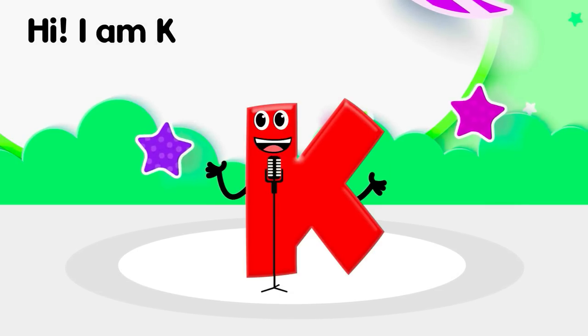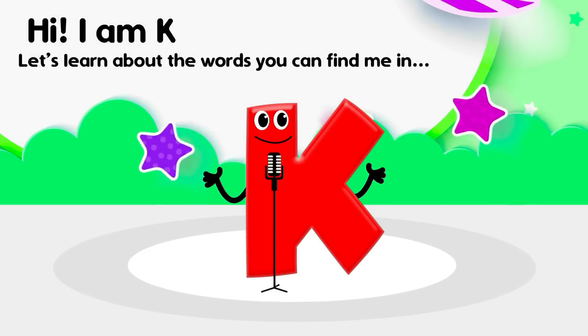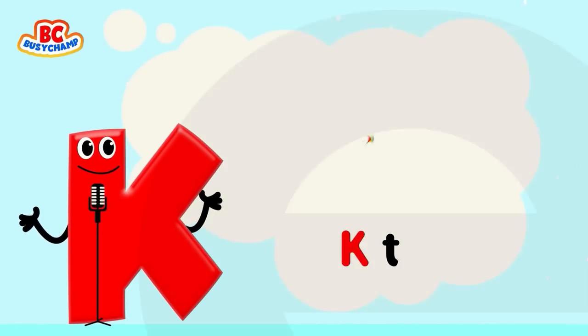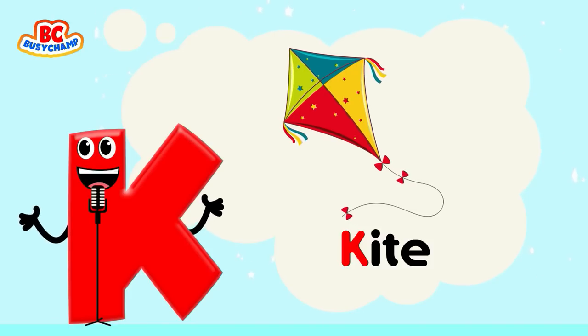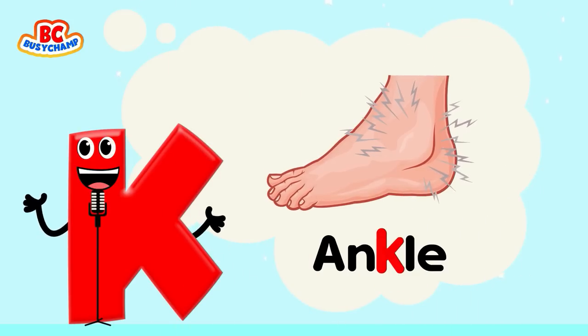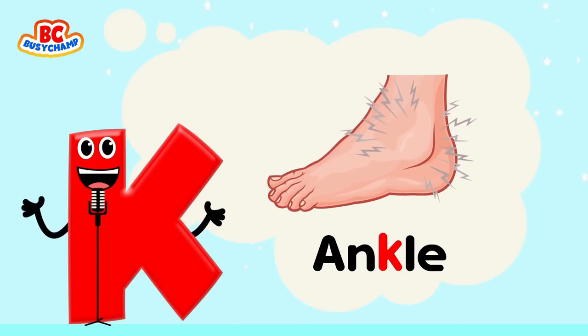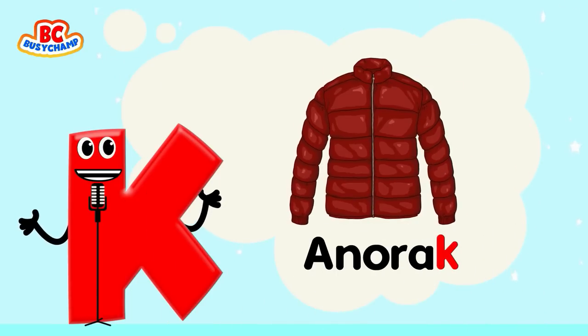I am K. Let's learn about the words you can find me in. Kite. Kite starts with the letter K. Ankle. Ankle also has K in it. Anorak. Anorak ends with K.